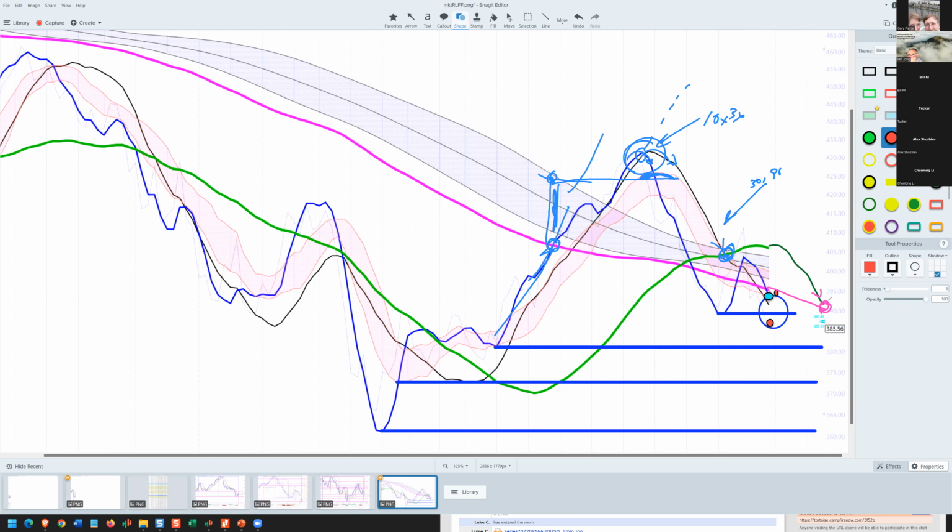The 90 would cross the 270, and then we're back into runaway bear again. The last time that happened was way over here, that the 90 was trying to come up. It couldn't even get back to the 270. It just rolled over again, and then you get this horrible bearish move.